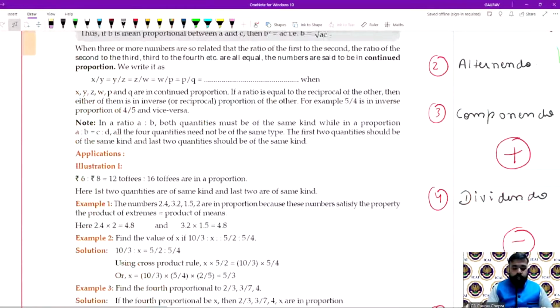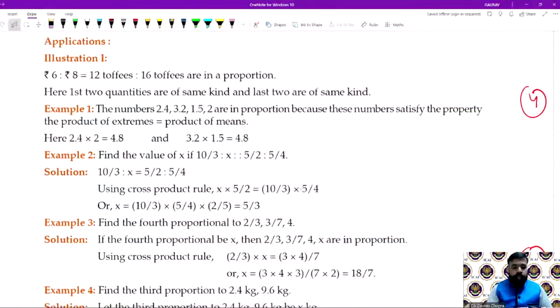So let us try some questions now. Illustration number 1 is there. Now, illustration number 1 says rupees 6 and rupees 8 is equal to 12 toffees and 16 toffees. Now, are they in proportion or not? So we have to see that whenever a ratio is there, the ratio must have the same unit. So the first ratio is having rupees as the unit. So 6 rupees and 8 rupees both are having the same unit. On the other side, we are having 12 toffees and 16 toffees. So 12 and 16 again both have the same unit.